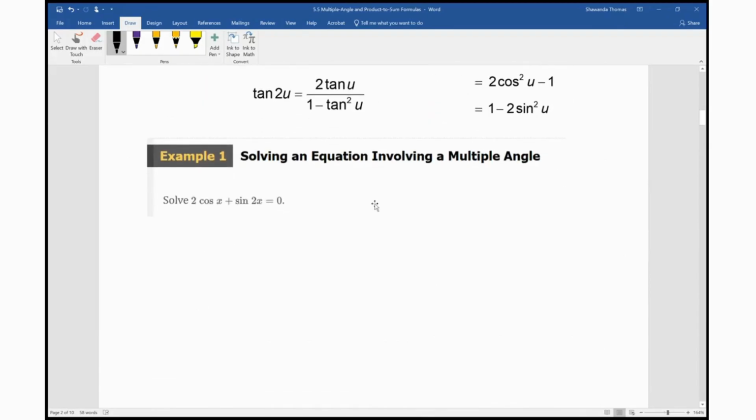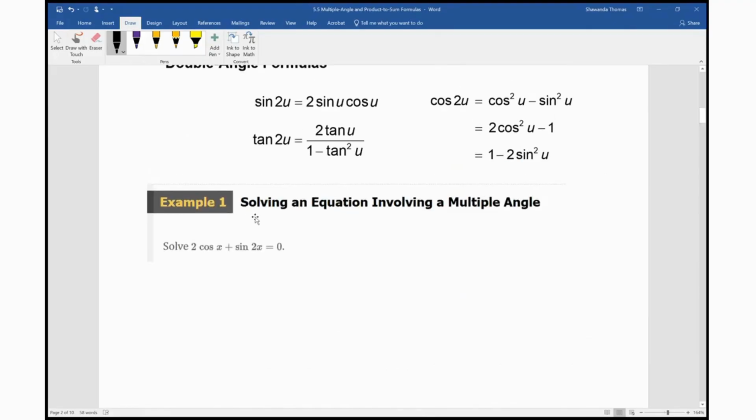Solving an equation involving a multiple angle. For this one, solve 2 cosine x plus sine 2x equals 0. We're going to use one of these formulas so that we can get this down to a single angle instead of 2x. So let's use one of the double angle formulas to rewrite as a single angle.